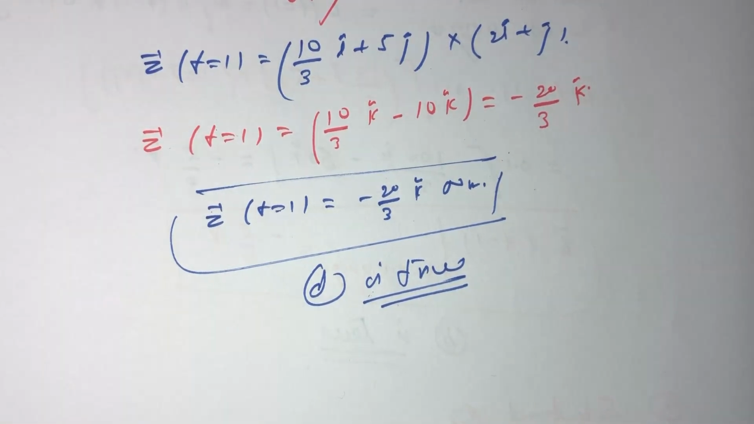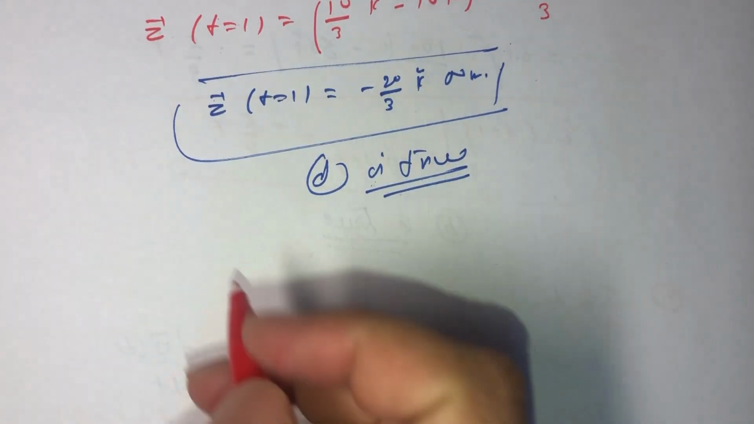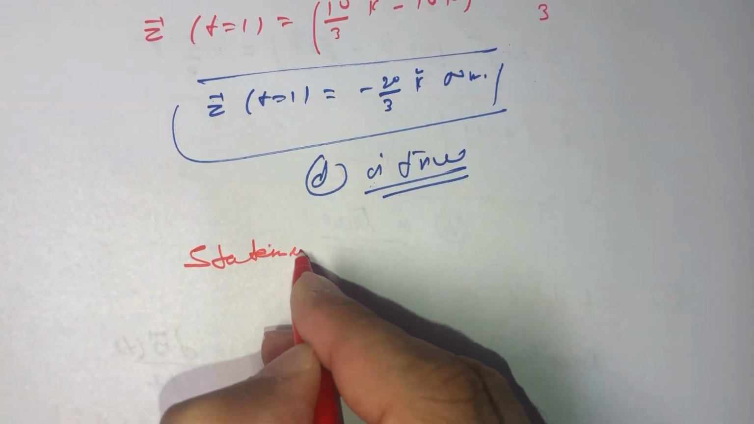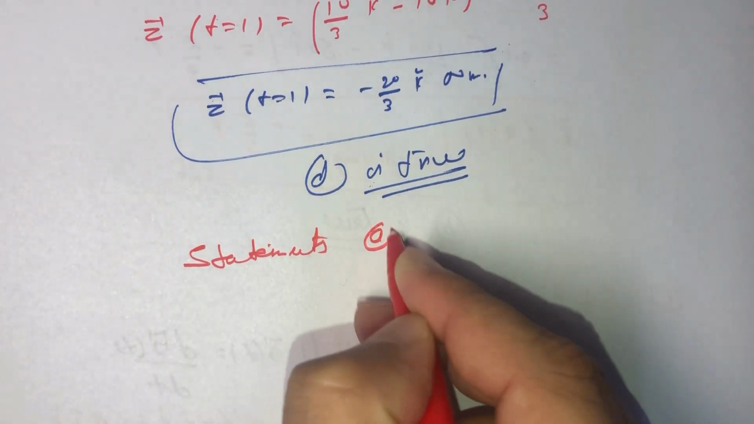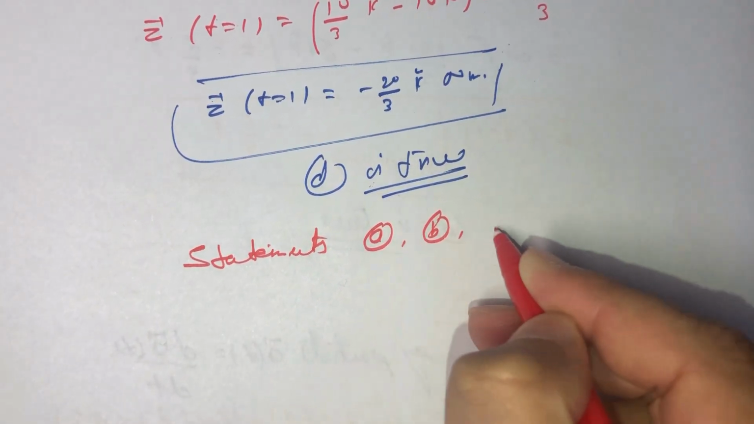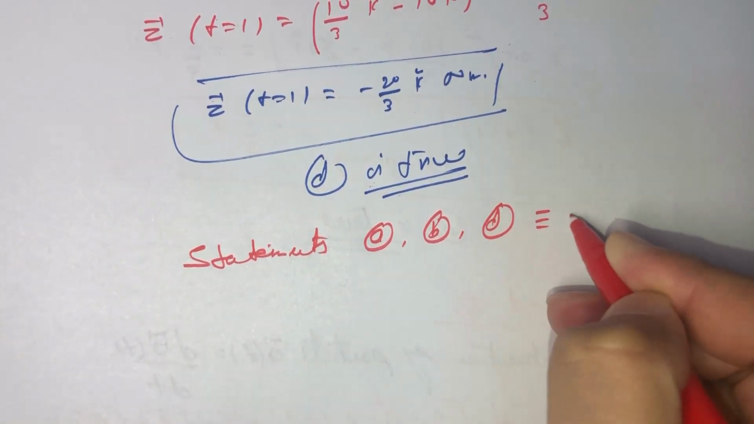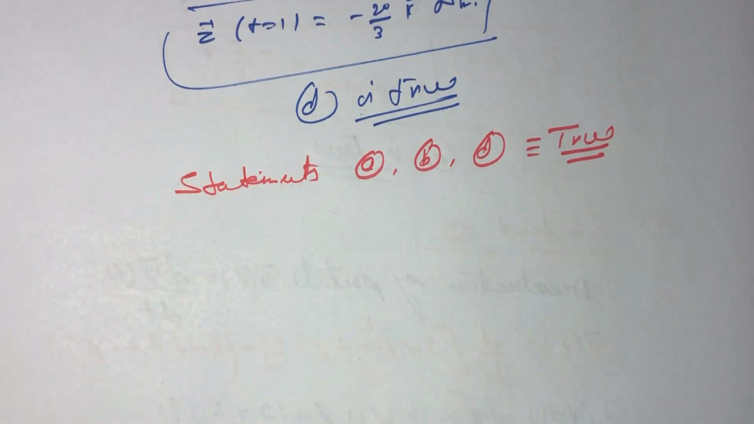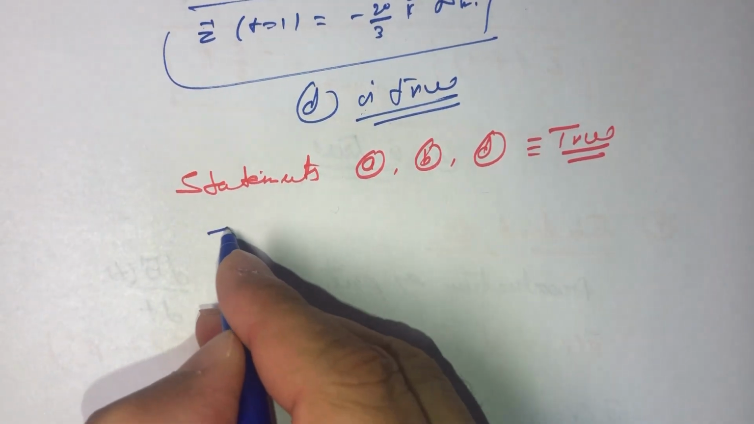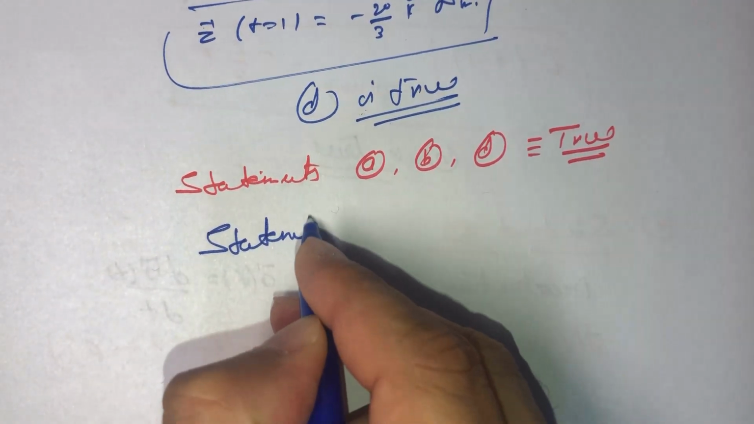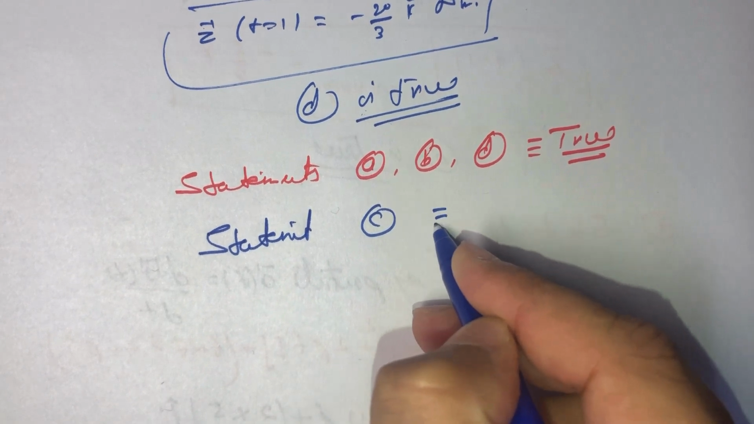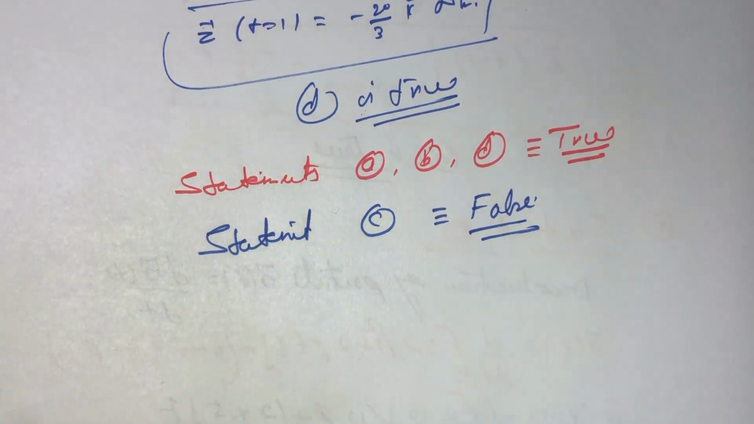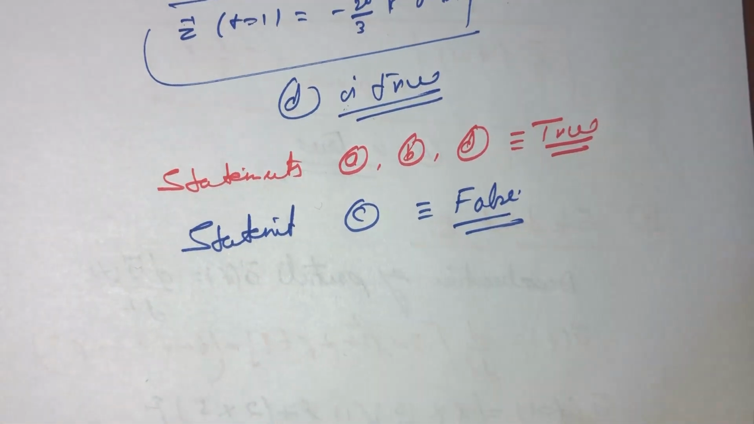Therefore, we can write it here that statements A, B and D, these are true, whereas statement C is false. So this completes the question.